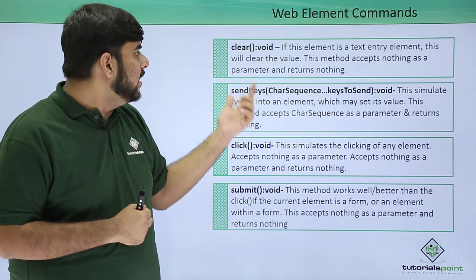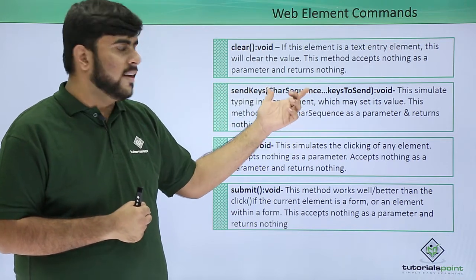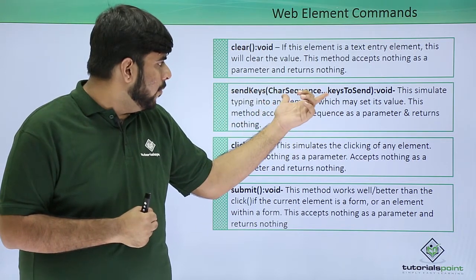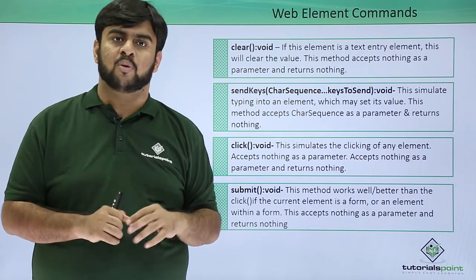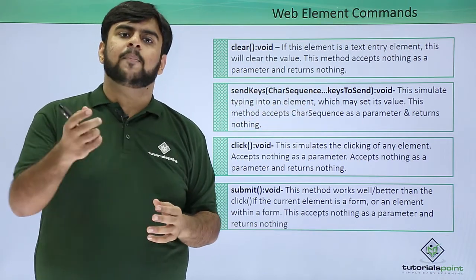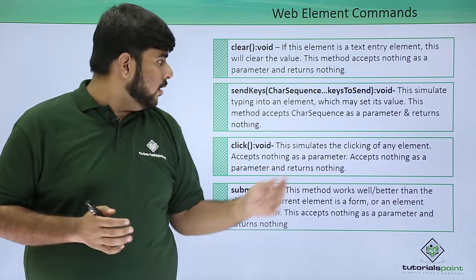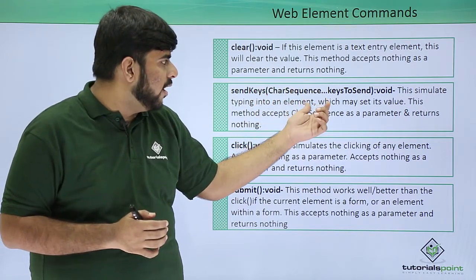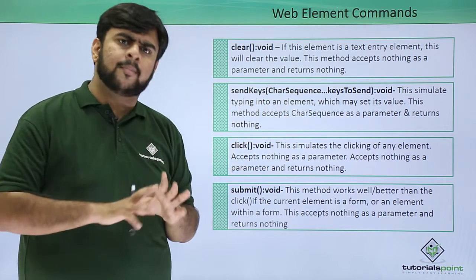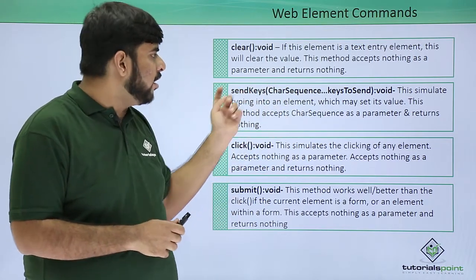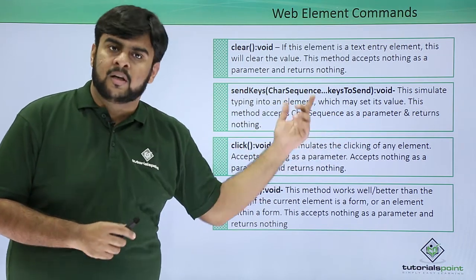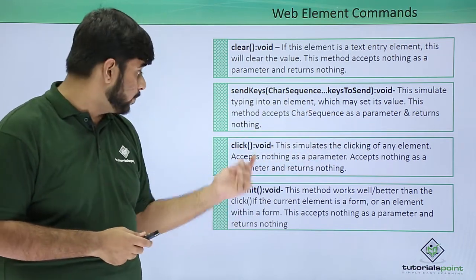Then sendKeys. This method actually takes a character sequence, which is basically similar to a keystroke. Say you are typing TP in the username. Then you have to pass the TP over here, and this would be very similar to you typing on your keyboard. This returns nothing but accepts a parameter in the form of a character sequence.